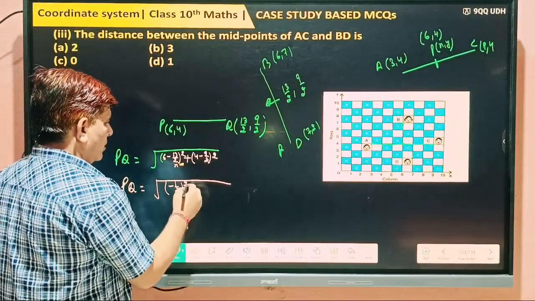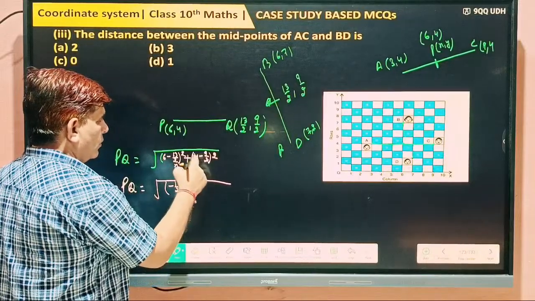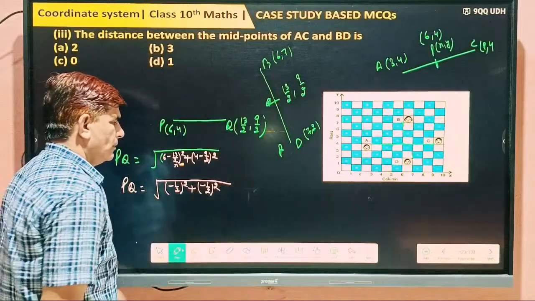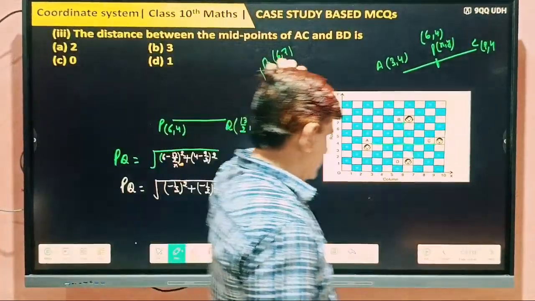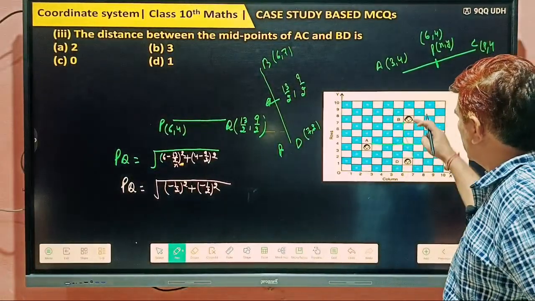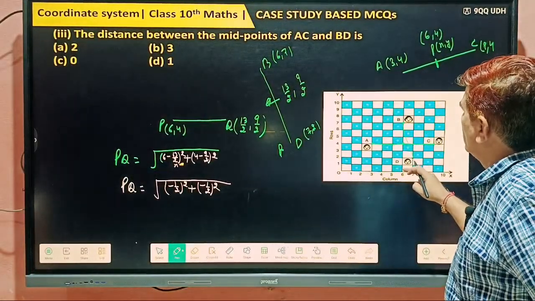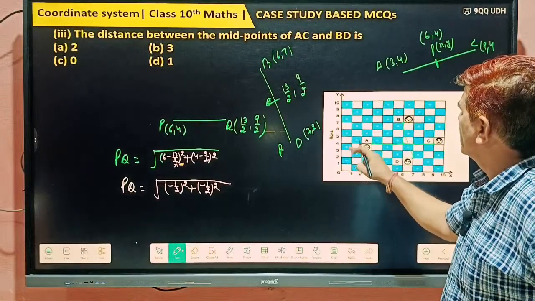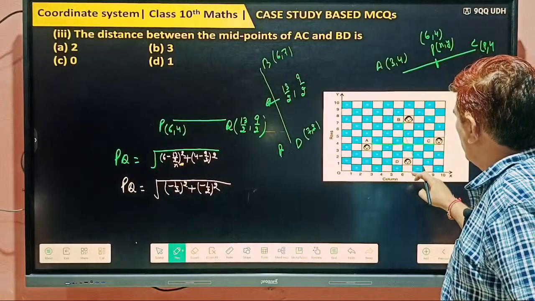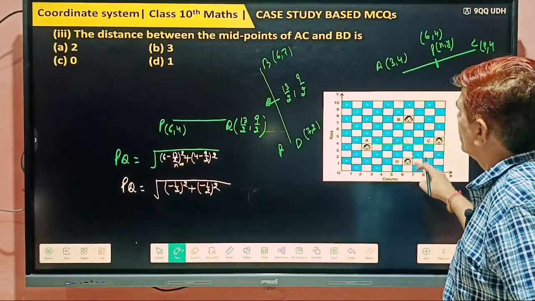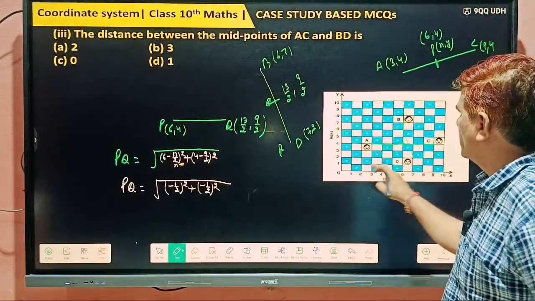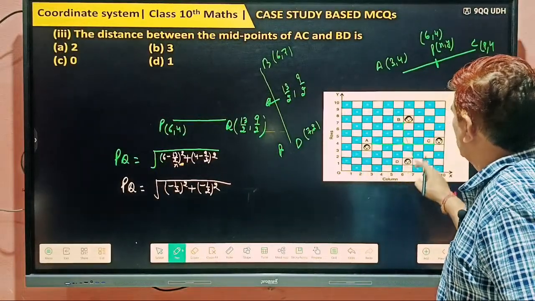Understood? And what is this? 4 minus 1 by 2 whole square. Understood? BD, BD again we can check. This is what? 6. This is 7. D. Which one is 7? Its distance from the y-axis is 7 and this is 2 units.